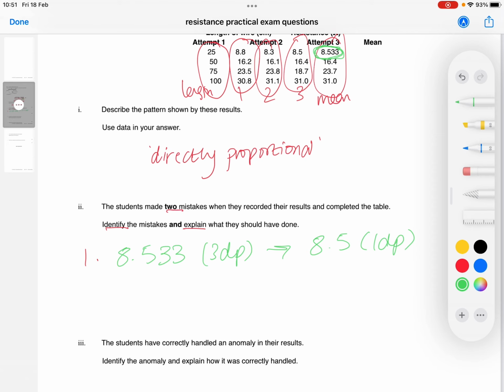Now let's look for another one. Oh yeah, okay, right. Look at the length, 50 centimetres, and the 3 results that come after it. So 50 centimetres, first result, 16.2, then 16.1, then 16.4. But their mean is 16.4. That is clearly a miscalculation. The average, as we know, should be 16.2 plus 16.1 plus 16.4 divided by 3, which should come out as 16.2. So 16.4 is wrong, should be 16.2. So they've made an error in their calculation.